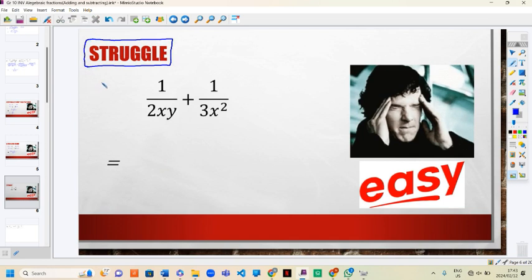So let's see what we've got here. Let's look at the numbers. We've got 2 and 3, and the lowest common denominator there is 6. We know that already. Do I have any common letters? Of course I do. I can see there's an x there and an x there. When I see something common, what do I take? I take the highest power. Fantastic. What's higher, x to the 1 or x to the 2? x to the 2.